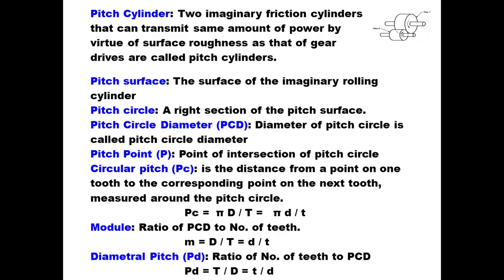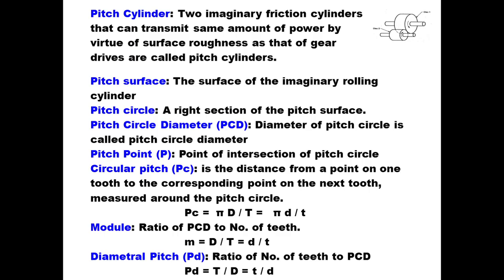Circular pitch PC is the distance from a point on one tooth to the corresponding point on the next tooth measured around the pitch circle. Now PC is equal to pi D by T, equal to pi small d by small t for the smaller one. The module is the ratio of PCD to number of teeth. So please remember this: the module is the ratio of PCD, that is pitch circle diameter, to the number of teeth. M is equal to D by T, equal to small d by small t, for the bigger circle and for the smaller.